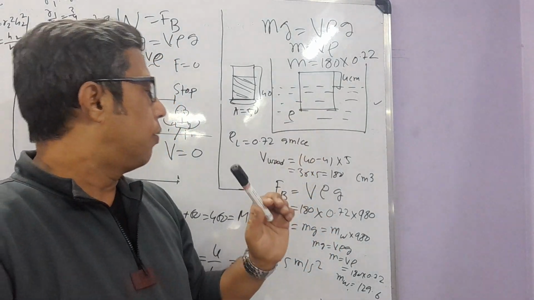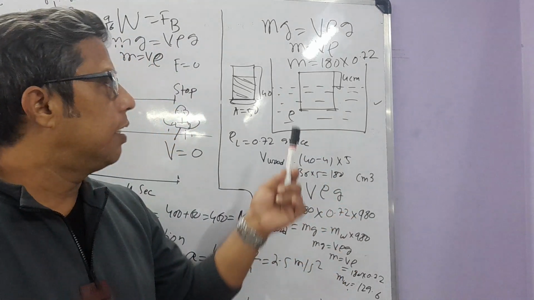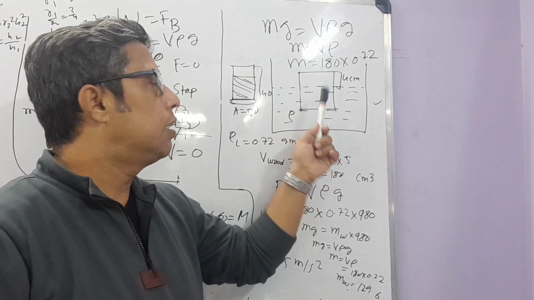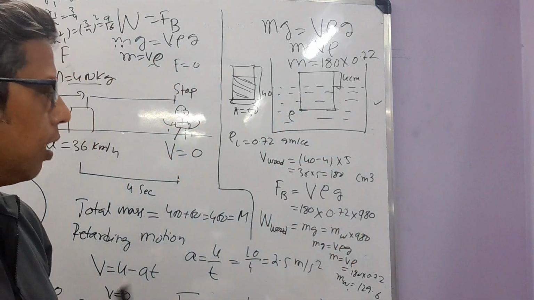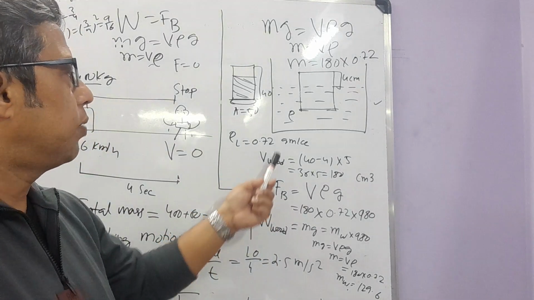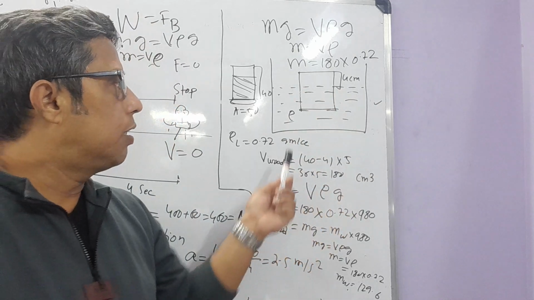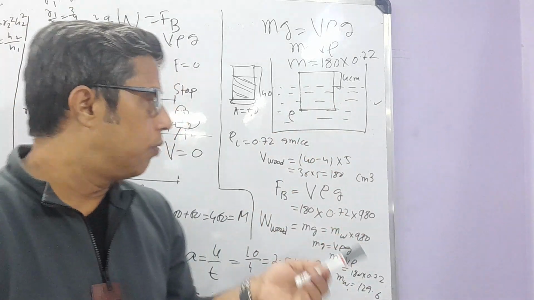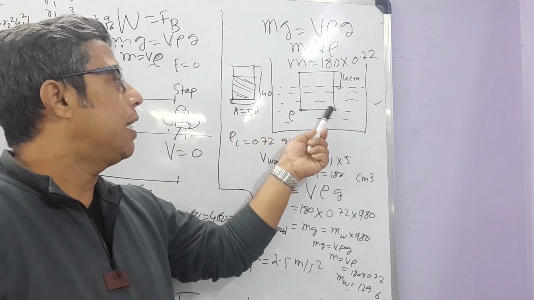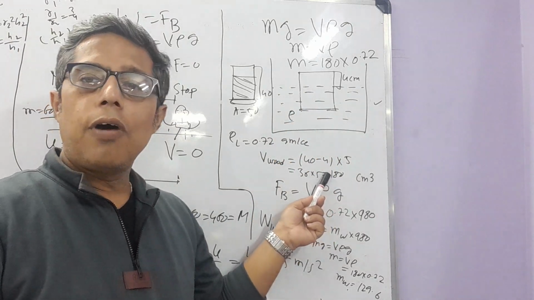So now what is the law? I have to get the upthrust force FB. FB is equal to V rho G. V is the volume of this wood which is inside the water, so we have calculated the volume here. V is the volume of the wood which is causing the displacement, the displaced liquid volume, that is 40 minus 4, 36, into 5. 5 is the area of this part. So we got the total volume, that is 180 cc.